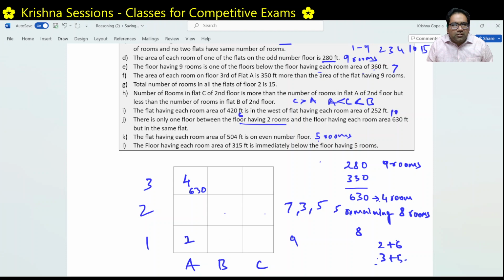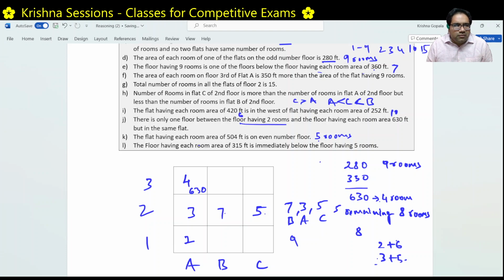Now at the same time, according to this condition, the number of rooms in flat C of second floor is more than the number of rooms in flat A of second floor, but lesser than the number of rooms in flat B of second floor. What does that mean? C is greater than A and C is less than B. We had discussed that. A is less than C less than B. Right. So now A, C, B is the order. That means this is A, this is C, this is B. Right. What is A? A is 3, B is 7, and C is 5. Right. We have figured out second floor. What are the flats?